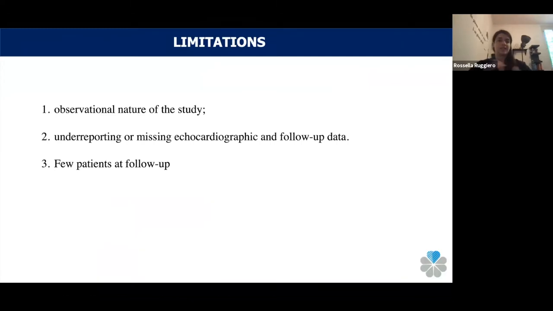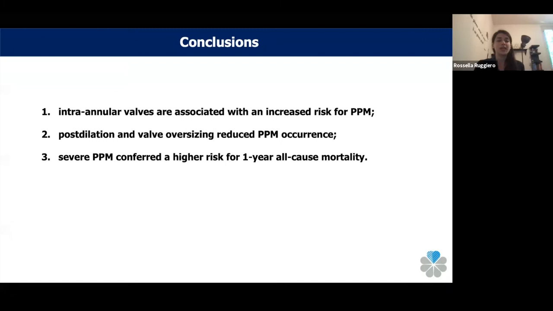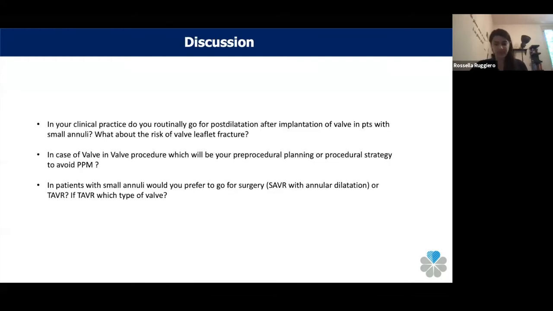Of course, this study has a lot of limitations. First of all, it is an observational study. Few patients were reported at follow-up, and there are some missing data. However, in conclusion, we can say that intra-annular valves are associated with an increased risk of post-procedural PPM. Post-dilatation and valve oversizing reduce the occurrence of PPM, and severe PPM conferred a higher risk for 1 year all-cause mortality.